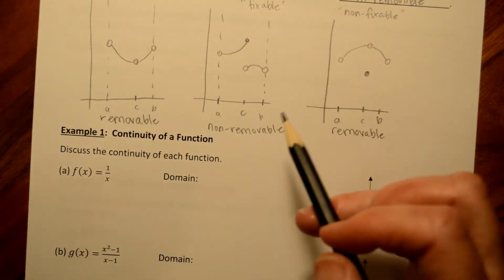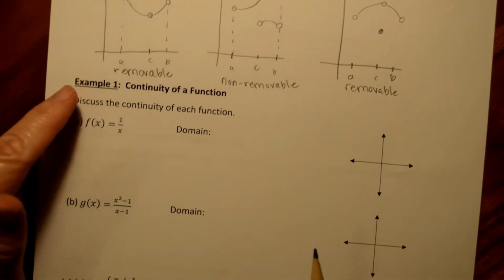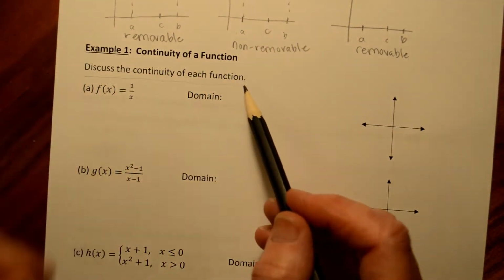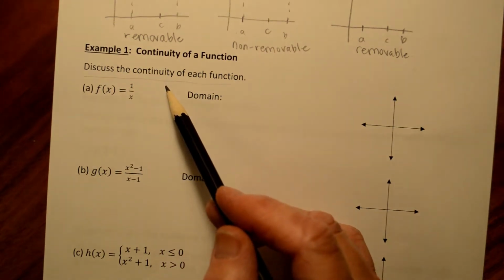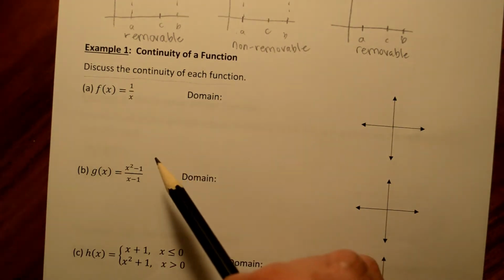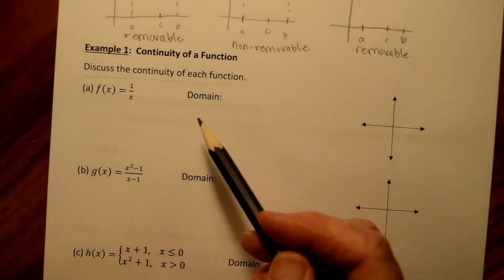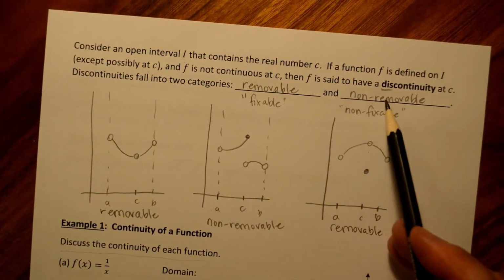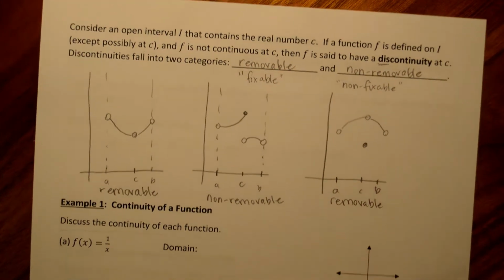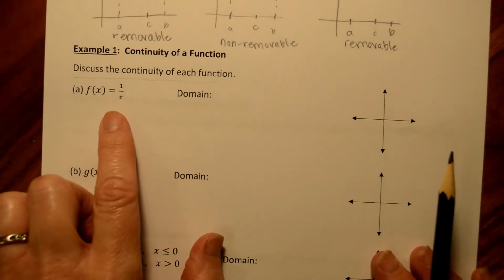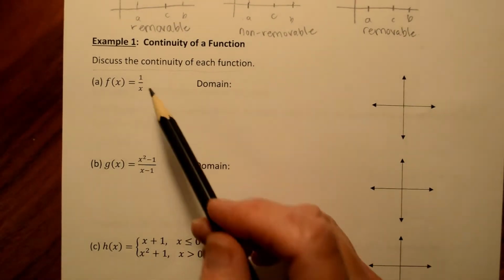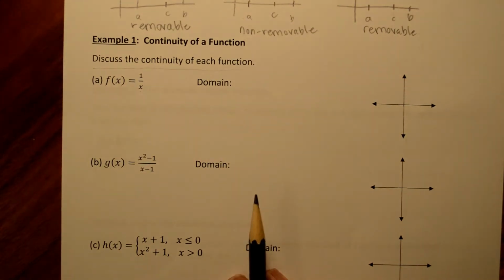Okay, so what they're going to ask us to do in example 1 right here is to discuss the continuity of each function. When they say discuss the continuity, they just want you to point out places where there might be problems and then tell what kind of discontinuity they are, removable or non-removable. So as we look at this, we've got f of x equals 1 over x. When we're talking about the domain, you should know that just by looking at that function.